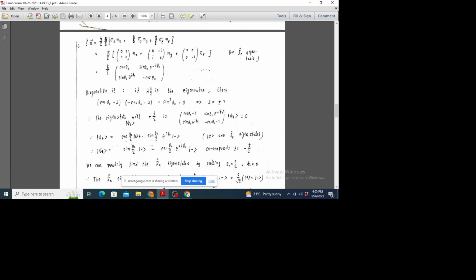Okay, so S dot n. For a spin-half system, S is nothing but h cut by 2 sigma, where sigma are the Pauli matrices. Now S dot n is the dot product between S and the direction n. So this is the result of the dot product.